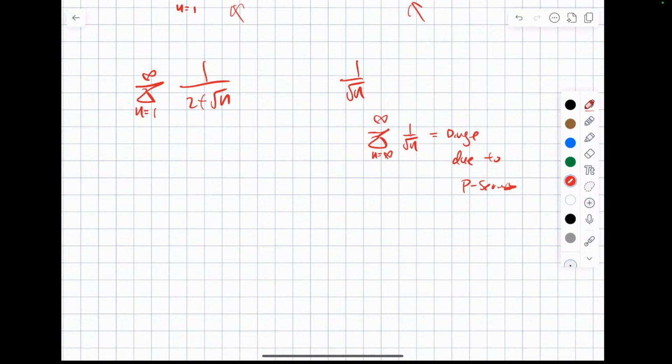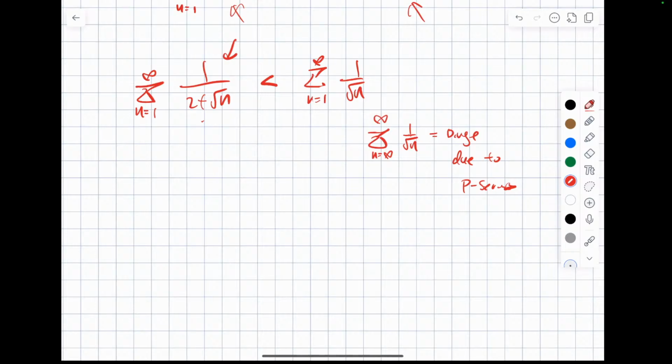Now, is 1 over 2 plus square root n less than or greater than that? For n equal to 1 to infinity, this is less than, because there's a 2 plus on the bottom. So this one would be less. However, if it's less, what does that mean? I'm less than a divergent series, which doesn't mean I diverge or converge. Is that okay? So what do you compare with next?